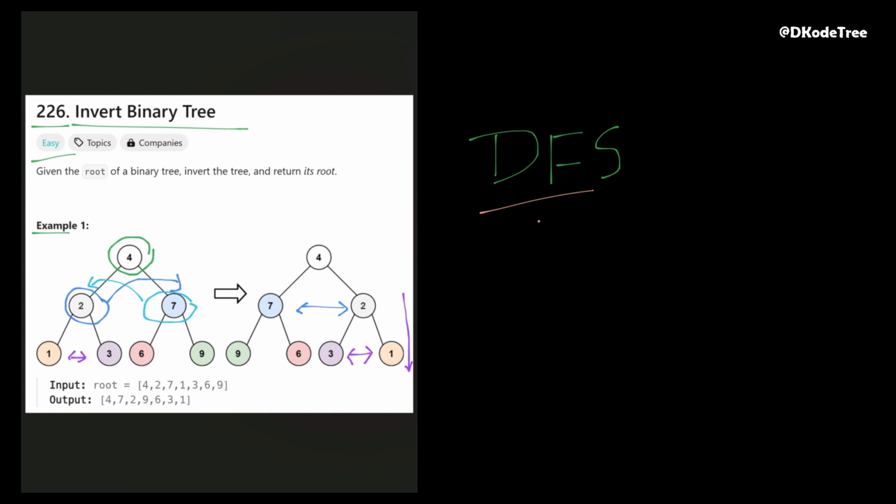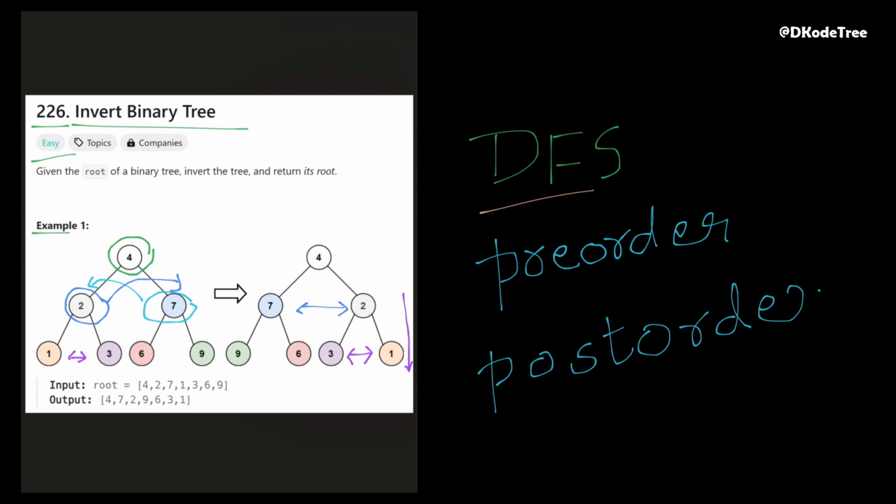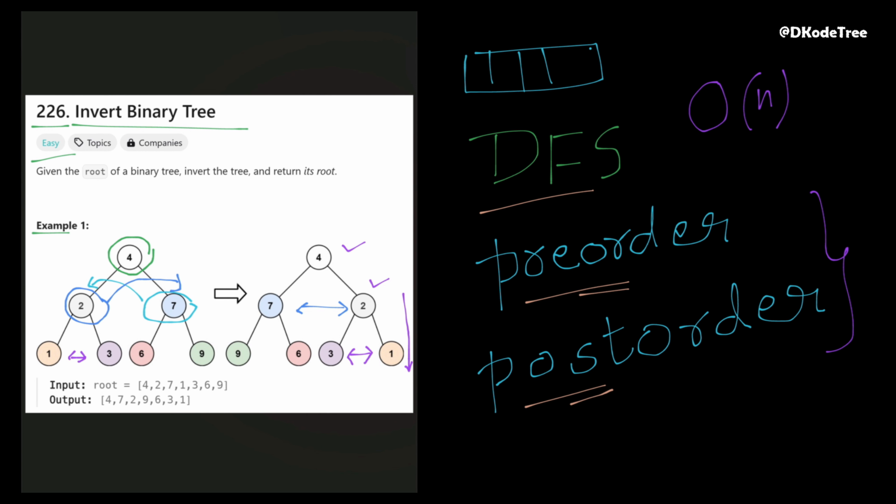Now for the recursive DFS solution, our implementation also depends on the DFS order we choose. If we use the preorder DFS, we will swap the nodes first and then let the recursion process the children. And in the postorder DFS, the recursion will first process the children and then we will swap the nodes. We can solve it either way. And as we will visit each of the nodes at least once, the time complexity will be O of n. Also, as recursion uses an internal stack, the space complexity will also be O of n.